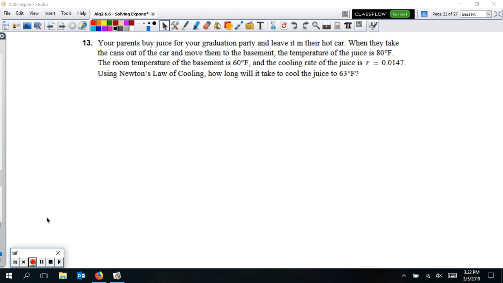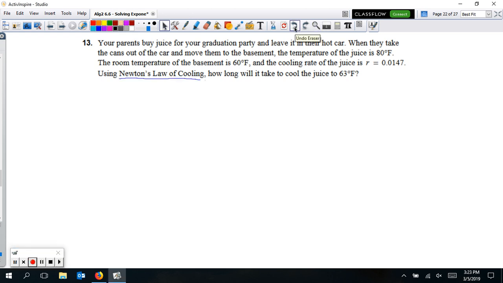Okay, so number 13, this word problem. Your parents buy juice for your graduation party and leave it in their hot car. When they take the cans out of the car and move them to the basement, the temperature of the juice is 85 degrees Fahrenheit. The room temperature of the basement is 60 degrees Fahrenheit, and the cooling rate of the juice is r equals 0.0147. Using Newton's law of cooling, how long will it take to cool the juice to 63 degrees Fahrenheit?